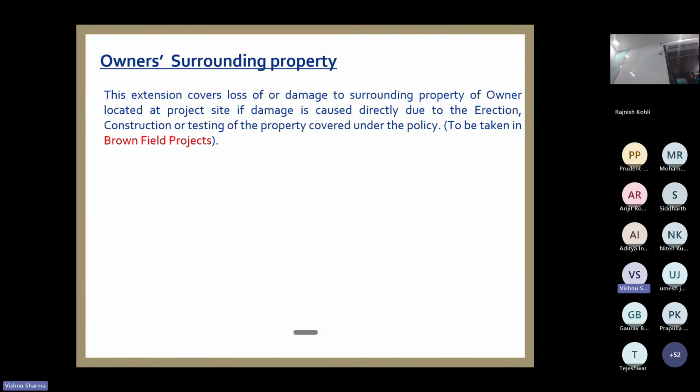Nearby, just at a gap of 50 meters or 100 meters, he is constructing another line or another new project is coming. For example, there is a sugar mill and then he is installing a distillery plant nearby afterwards, after say 3 years, 4 years. So in that case, if the policy is given to the distillery unit for its erection, then this existing sugar plant will become owner surrounding property, and then this extension is supposed to be given.